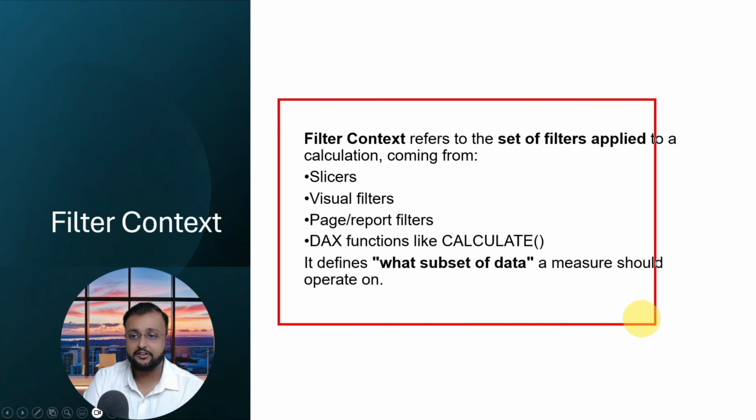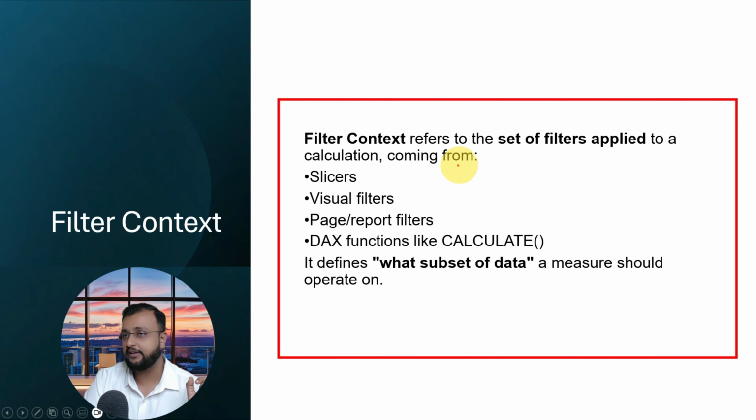Filter context refers to the set of filters applied to the calculation coming from slicers, visual filters, page or report level filters, or DAX functions like CALCULATE and much more. So basically it defines what subset of data a measure should operate on. Okay, so filter context is like a set of filters. As I said, on your report page, if you have multiple filters, it takes the effect of that filtering automatically.